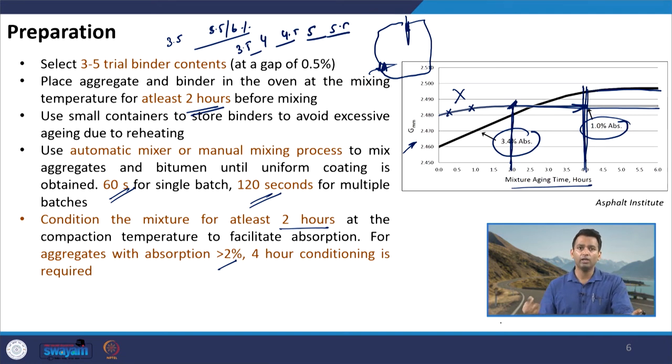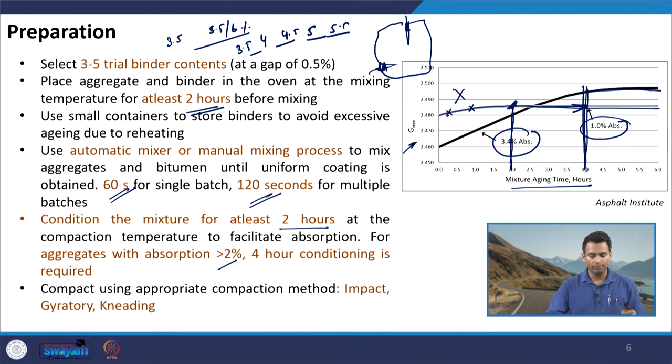And this is a very, very important step which we have to remember. Once we have given sufficient time for the bitumen and the aggregate before compaction, so that complete absorption takes place, then we have to finally compact the mixture, the loose mixture. This compaction can be done using any compaction method depending on the mix design we are following.